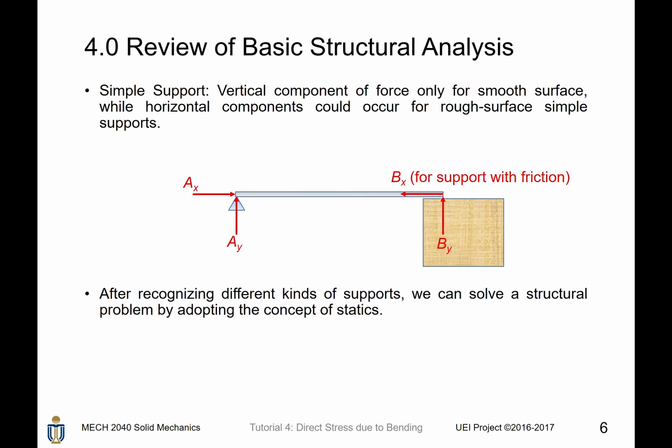Another very common support is the simple support. Suppose you have a pin and you place this bar onto a table. Then the table will provide 2 forces. One is the vertical component, of course. Another one is the horizontal component. The horizontal component often comes from friction. If the table is completely smooth, then there will be no such horizontal component in this problem.